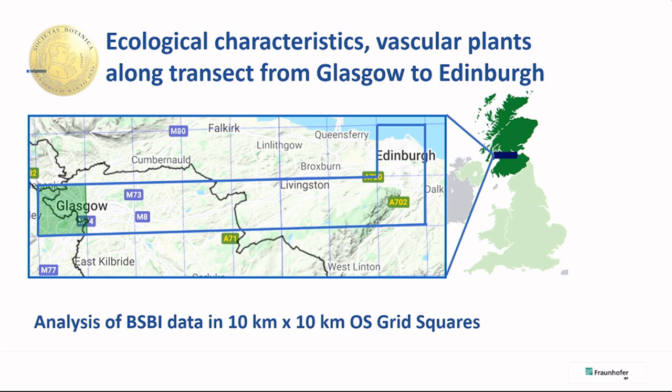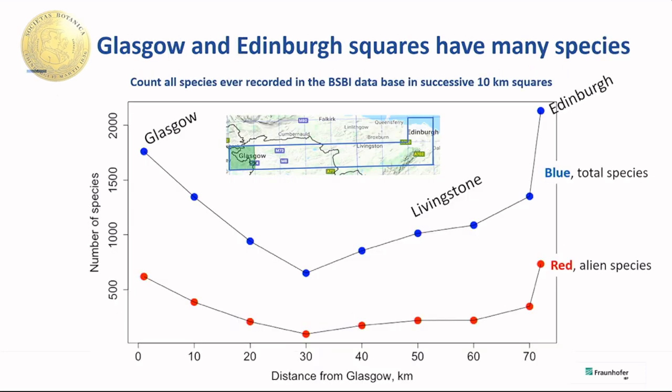So, I downloaded all the BSBI data, and I counted the species. And let's see what we found. Well, we found that, first of all, let me explain the axes. This is the number of species in the BSBI record, and this is distance from Glasgow. So Glasgow is here, Edinburgh is here.